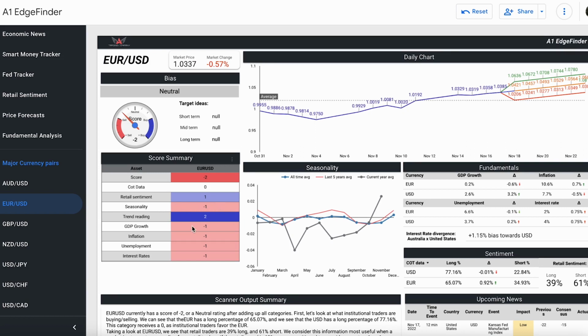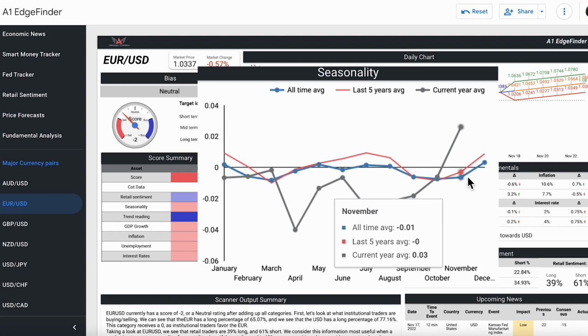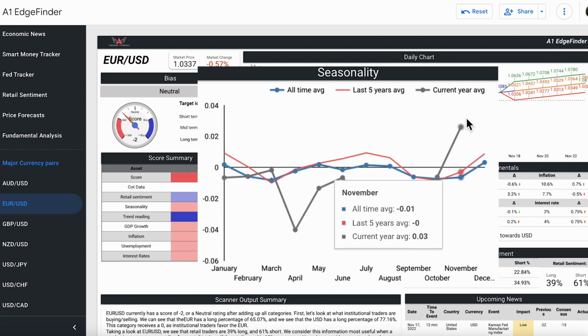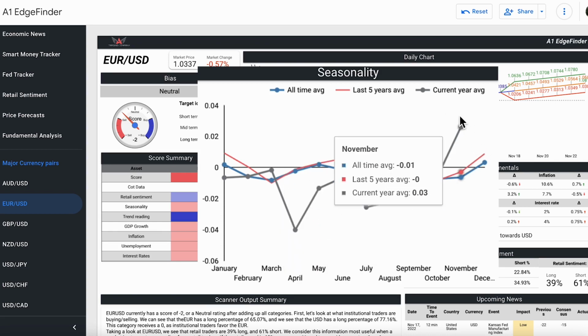Seasonality has a score of -1 because historically speaking, on our all-time average and last 5-year average, this pair tends to be under this zero neutral line. However, your current year average is not matching up with that. It is actually above that zero neutral line.